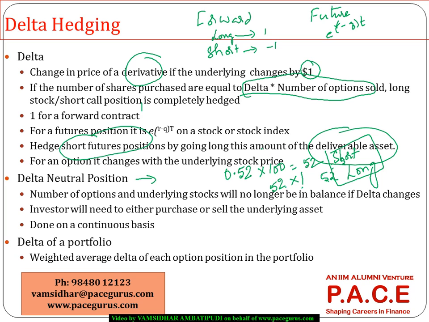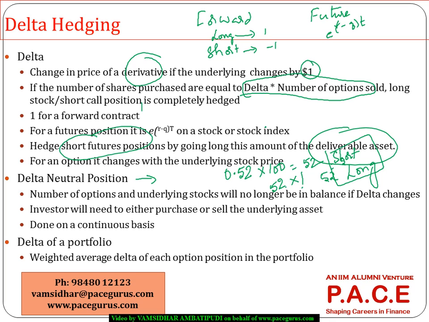Delta is like a duration in a bond, the risk that is associated. If I am making it delta neutral, it's more or less like I have created a risk neutral kind of a strategy. So when I am saying delta neutral, we are saying the number of options and the underlying stocks that need to go as a part of your portfolio. 100 options selling, 52 stocks buying as a portfolio will create my delta as 0.